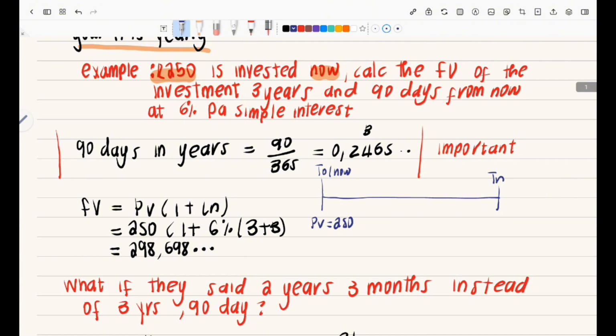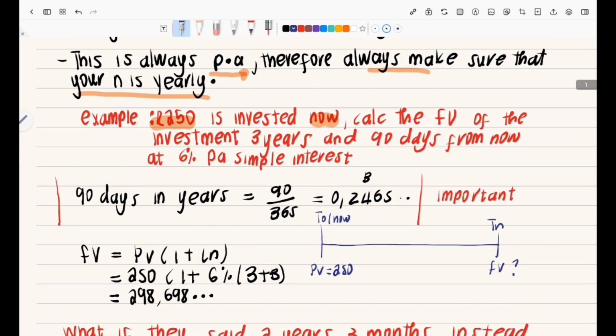All right, so I want the future value, and I am told that I am using 6% per annum simple interest. If the question didn't say simple interest, you are not allowed to assume that you're supposed to use simple interest. So the question needs to tell you that it's 6% per annum simple interest, right? And if we just go back to the question, it said 3 years and 90 days, right?